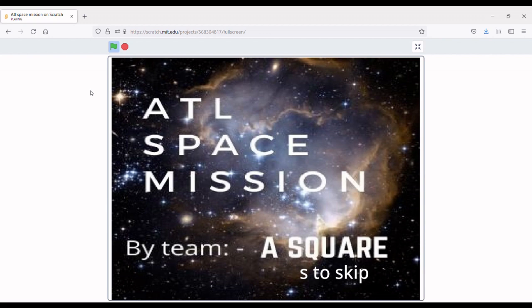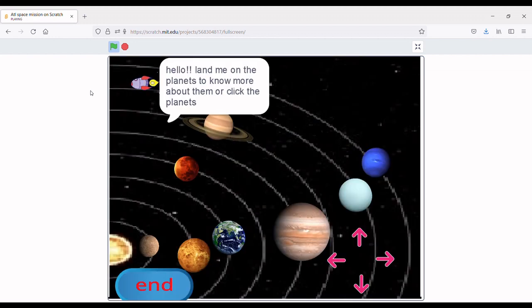This is an informative game available for children of all ages. This speaks about the planets in our solar system. Land the rocket on the planet or click on them to know more about the planets.